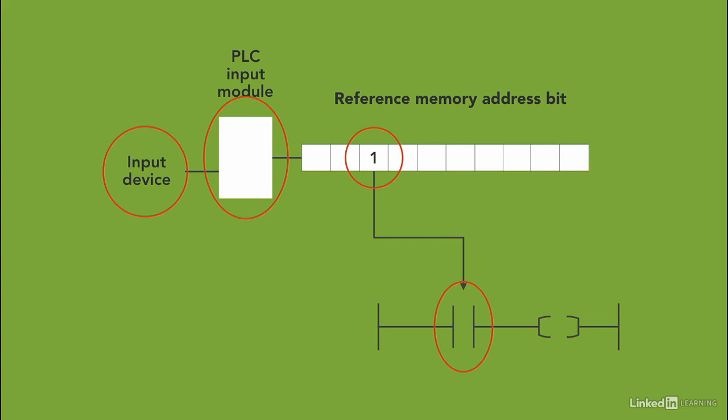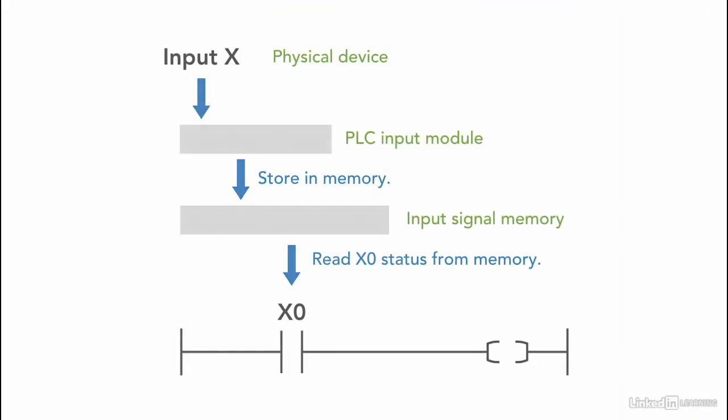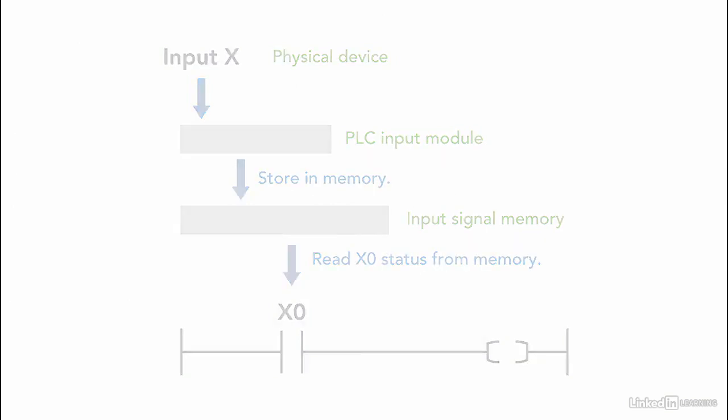And by using this memory location address in the PLC instruction, we can connect the physical device to the program we are writing. So, the input signal is received from a physical device. The physical device is connected to the PLC input module terminal, and the bit is then stored in an input memory address location. And according to the bit address, the input instruction behaves accordingly.